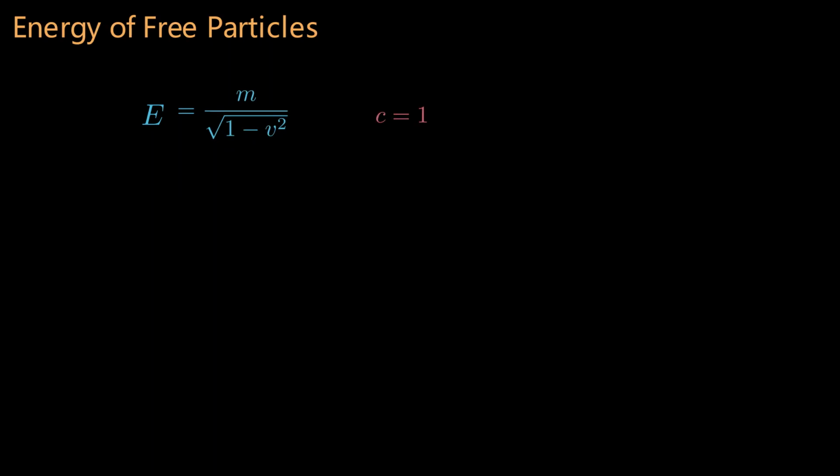This formula is derived in a unit system where the speed of light is set to 1. In this unit system, energy and mass share the same units. If we keep the speed of light c, the energy formula for a free particle needs some adjustments. Let's explore the relationship between the energy and velocity of a free particle using a graph.